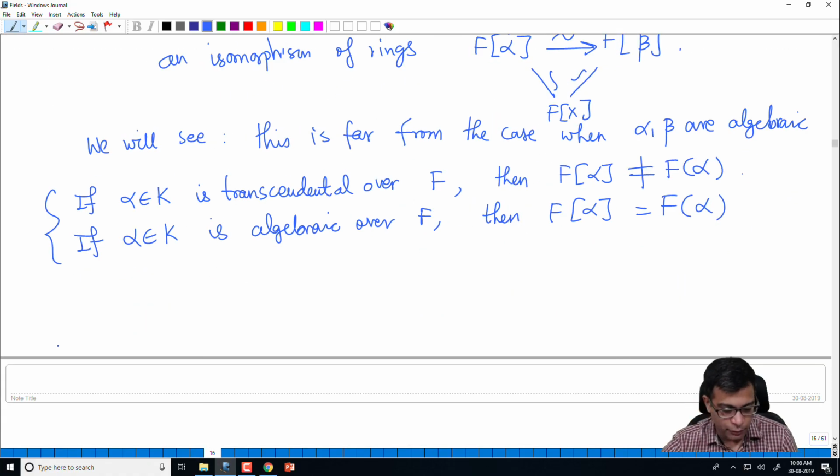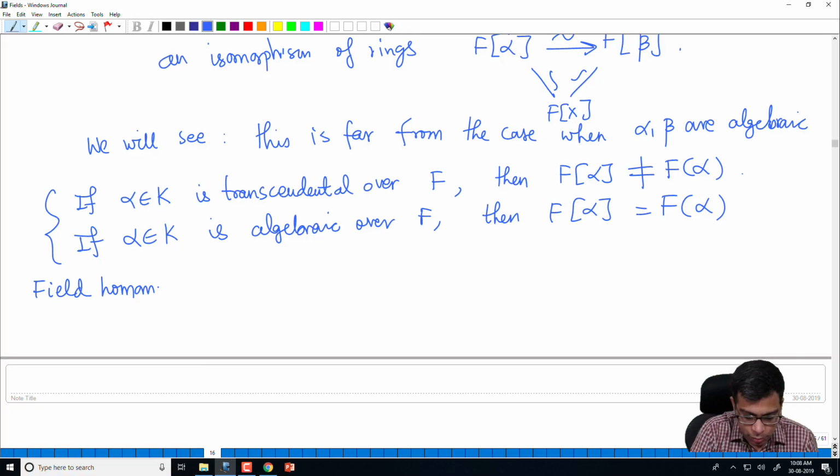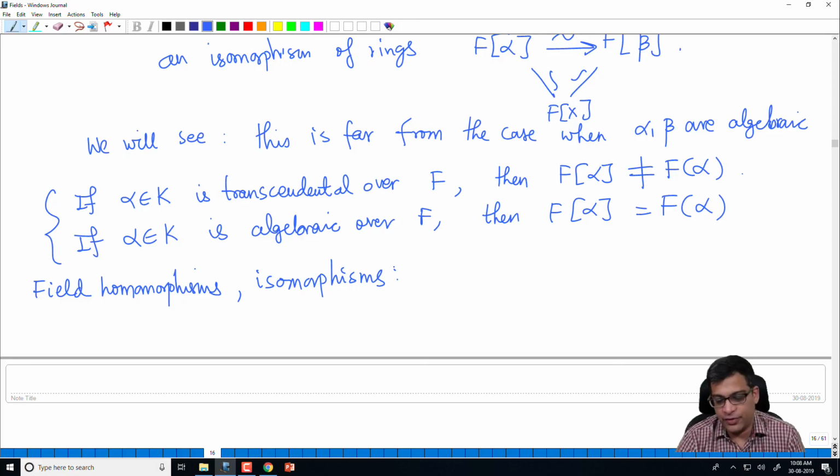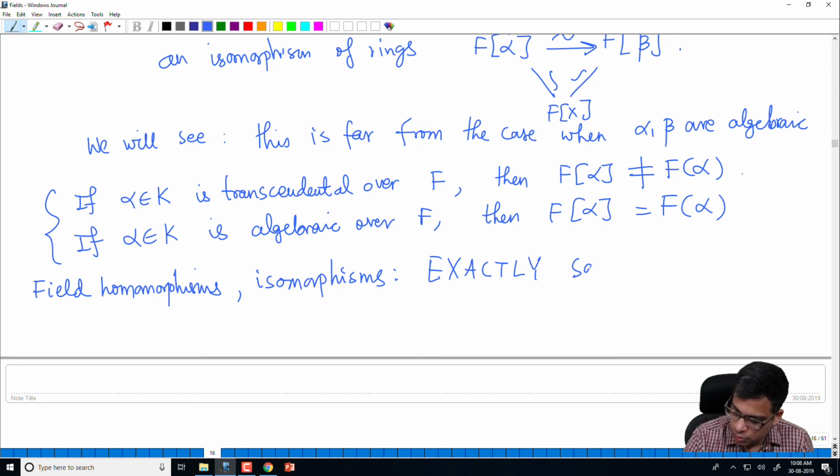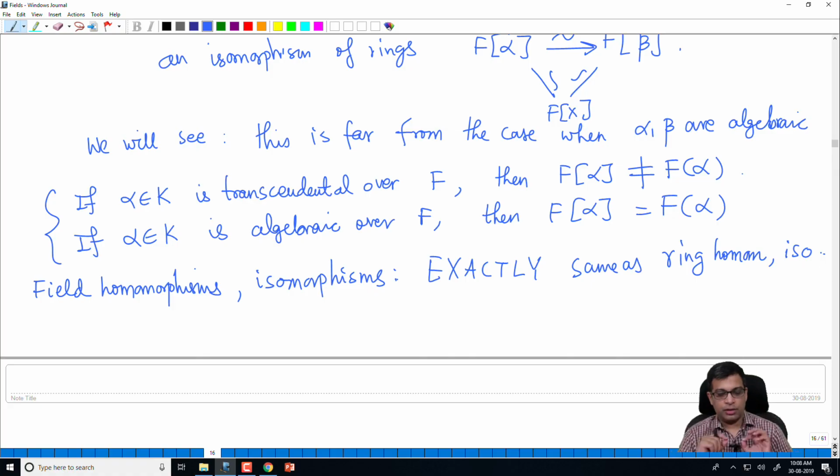So let me make one final remark about field homomorphisms and field isomorphisms, because in the next video I am going to talk about these things. Field homomorphisms and field isomorphisms are exactly the same as ring homomorphisms and isomorphisms. There is absolutely no difference. So what is a field homomorphism? It is just a homomorphism between two fields. There is no additional condition.